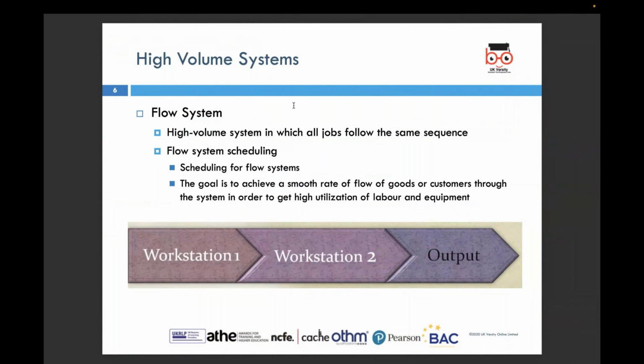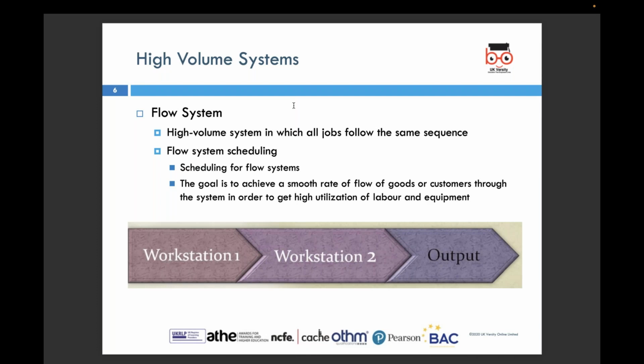The fundamental goal of flow system scheduling is to ensure that there are minimal delays or disruption in the flow of jobs. By carefully planning and coordinating the sequences of tasks, we can avoid bottlenecks and optimize the overall throughput of the system. The aim is to strike a balance between meeting customers' demands and utilizing available resources effectively.